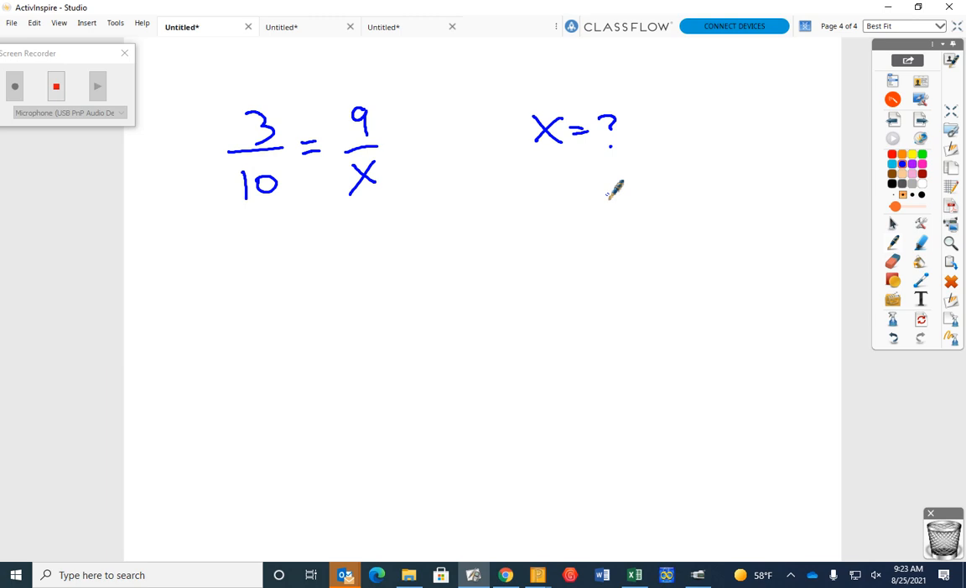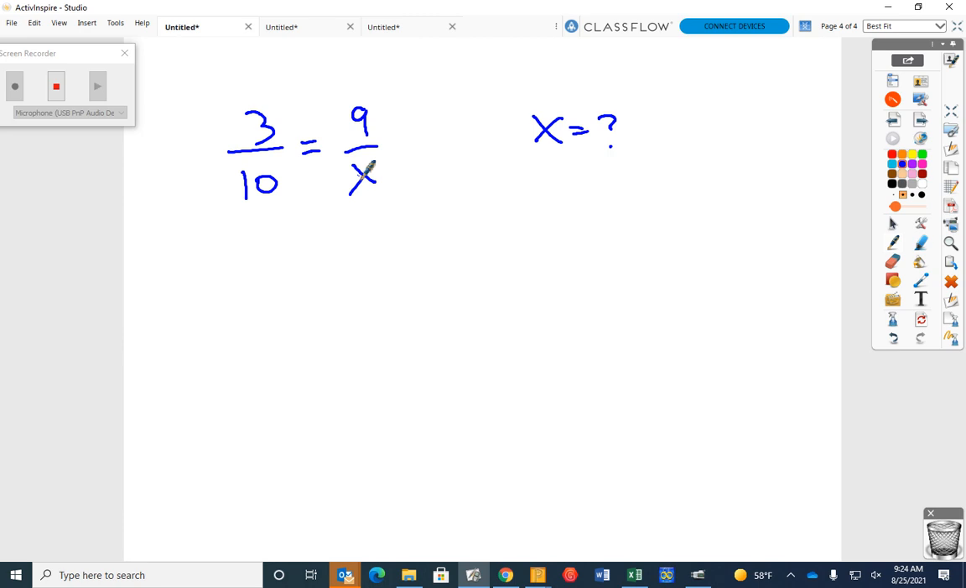So we're trying to find what x equals. Question, Brooklyn. It does, but it's not always going to be that. Now this one we can probably do, we can say I know 3 times 3 is 9, 10 times 3 is 30, right? But I want to show you how to use cross products to solve because it's not always going to be that cut and dry.